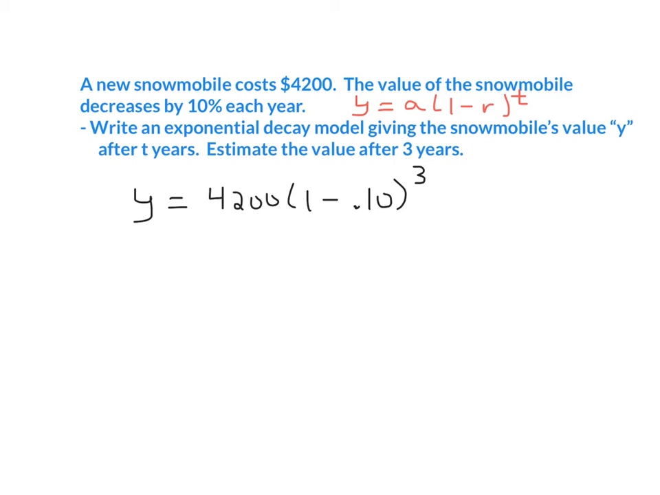A new snowmobile costs $4,200. The value of the snowmobile decreases by 10% each year. So these formulas are used a lot for depreciation. I recopied the formula right here. It says write an exponential decay model giving the snowmobile's value after 3 years, which I did right here. The initial value goes right here, 4,200. That's my A. My rate was 10%. It's going down 10% per year, and it's going to be 3 years. So all I have to do to figure that out is punch that in my calculator, and I'll have the value after 3 years. Let me go punch that real quick.